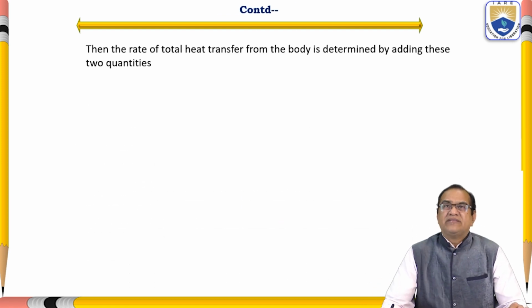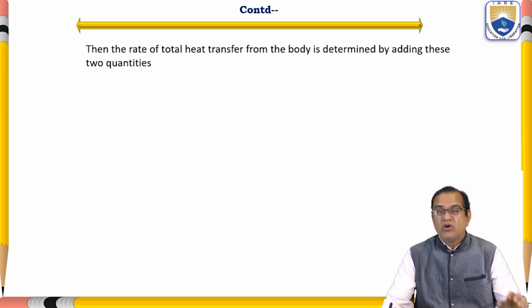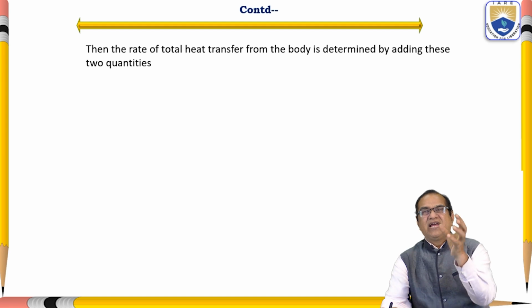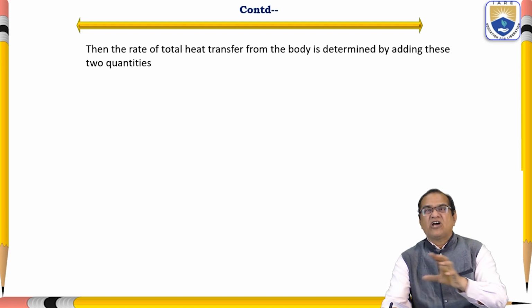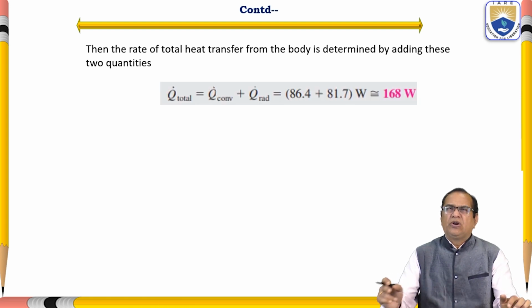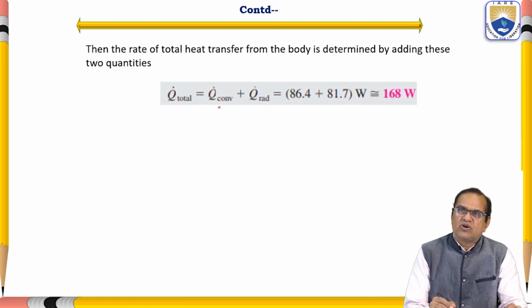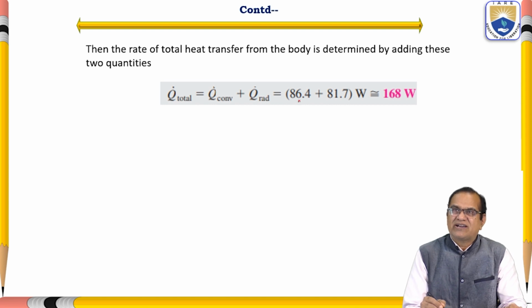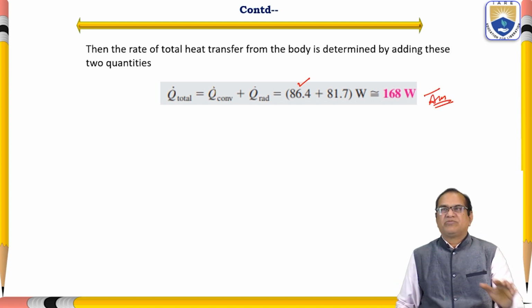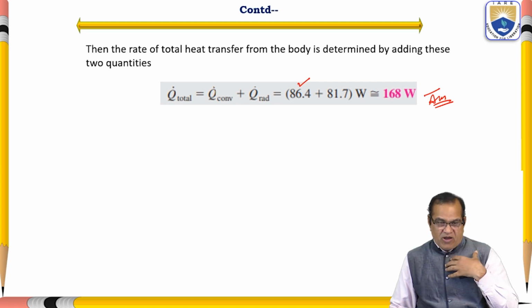Then the rate of total heat transfer from the body is determined by adding these two quantities. So by convection how much heat is transferred, and by radiation how much heat, we have to sum up these two things. So Q dot total is equal to Q dot convection plus Q dot radiation. In convection we got 86.4 and by radiation we got 81.7 watt. So the total is 160 watt. This is the total heat transfer from the human to the surroundings.